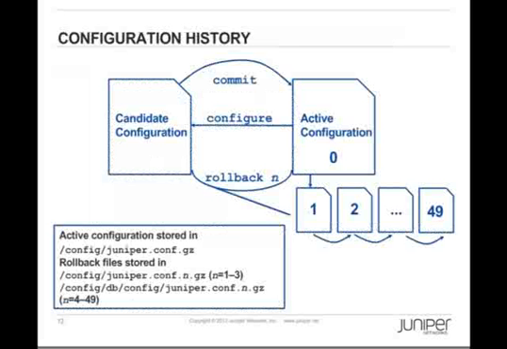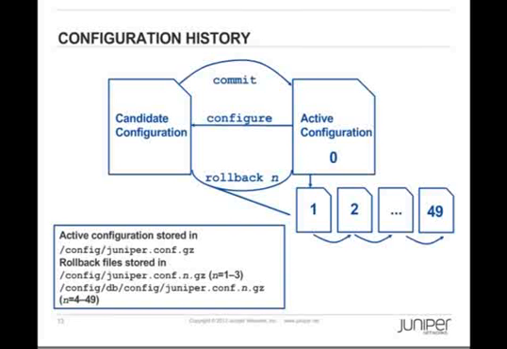So here's a graphic that explains this in more detail. You have the active configuration, which is 0. If you're within the configuration, you can use the rollback command. Rollback 0 is basically what's going to be your active configuration.